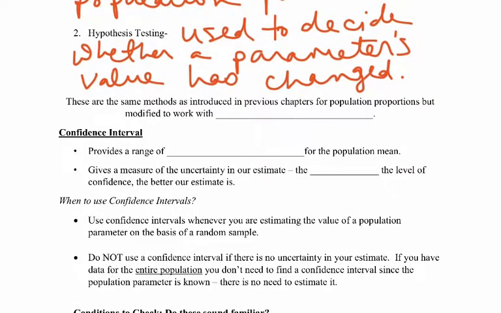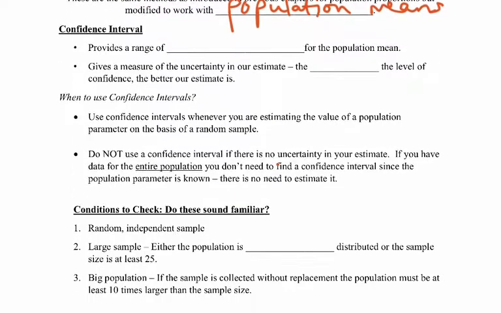So these are the same methods as introduced in previous chapters for population proportions, but this time we're modifying them to work with population means. So same concept, same logic. We're just going to use the t-distribution this time instead of the regular z-distribution.